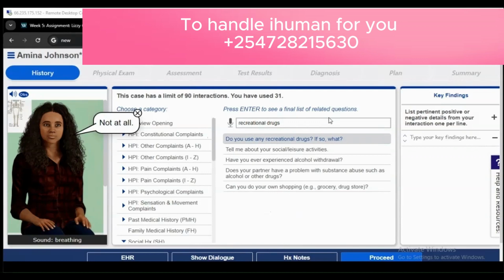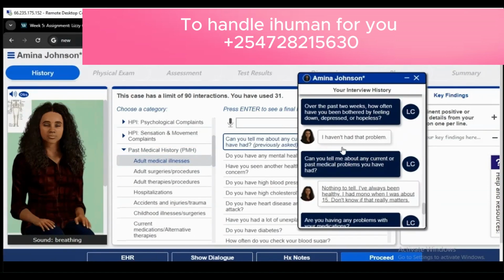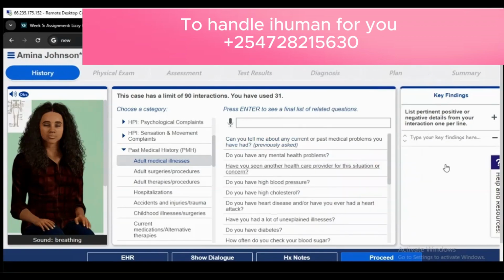So a question like the one related to recreational drugs. Now, this is a question used to determine the patient's social life, because a person's social life, or social activities, are some of the things that can affect a patient's health status.